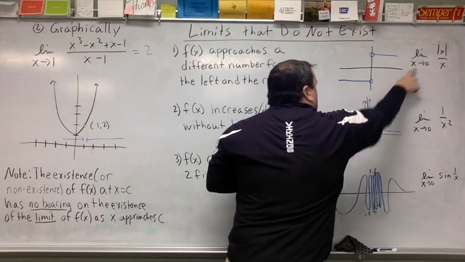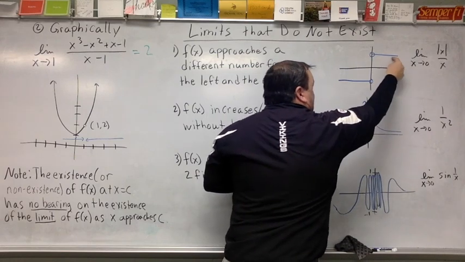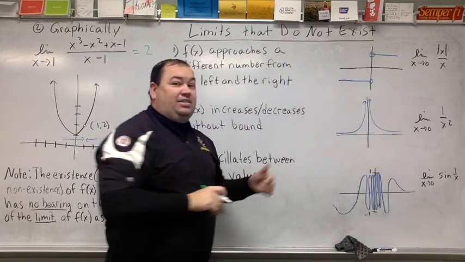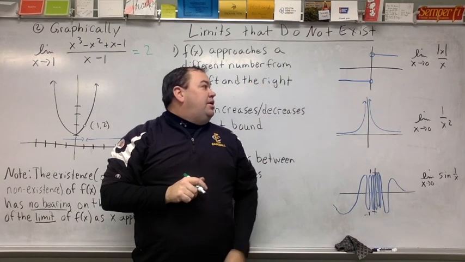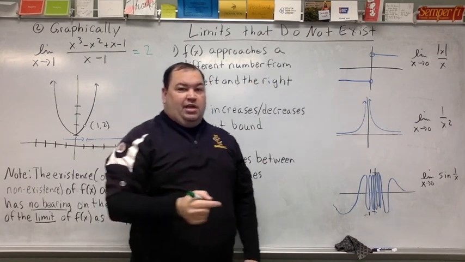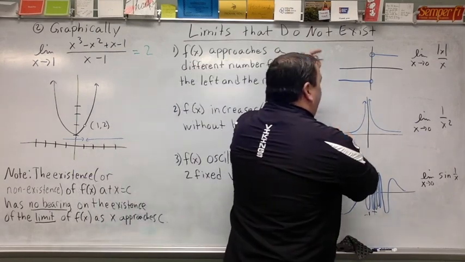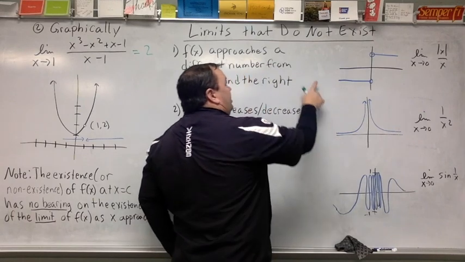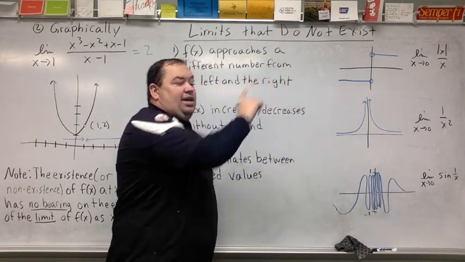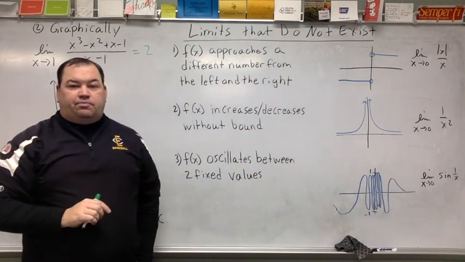So this one right here, this is a step function. We're looking at the limit as x approaches 0. And notice up here, it's approaching a positive number. But down below, it's approaching a negative number. And if it's approaching a different number from each side, it does not have a limit. I cannot evaluate this limit.